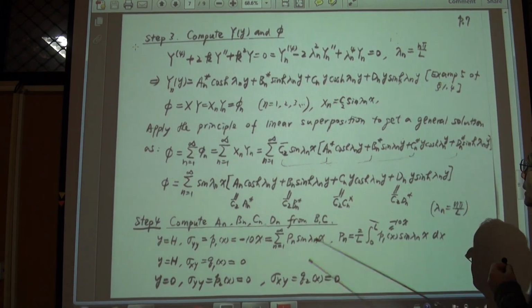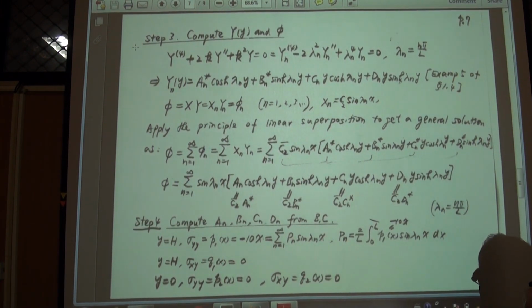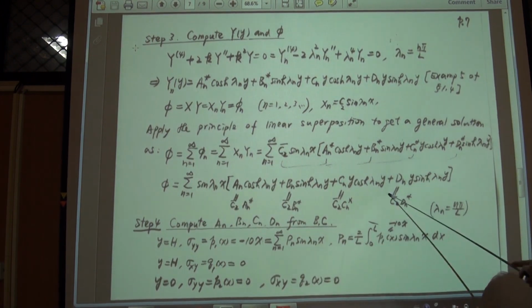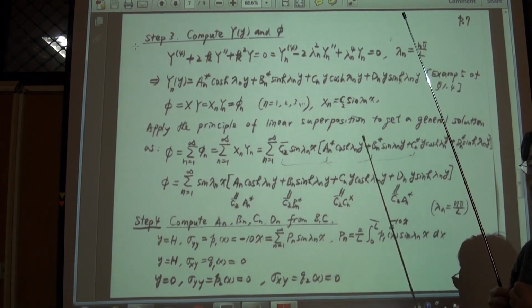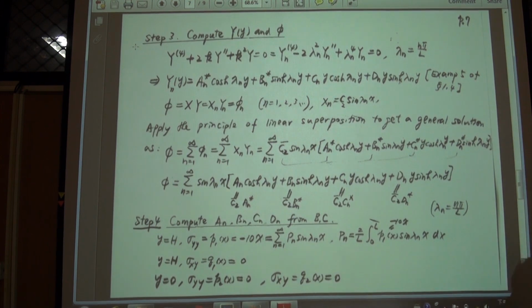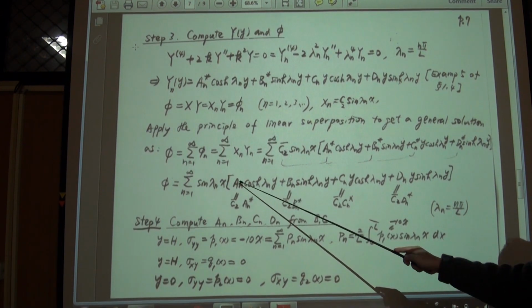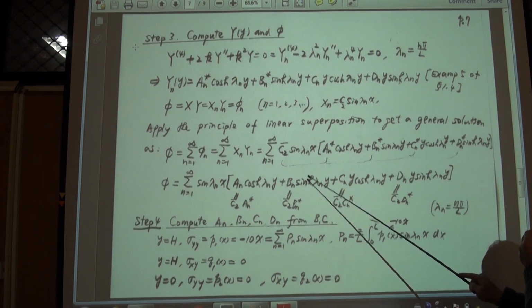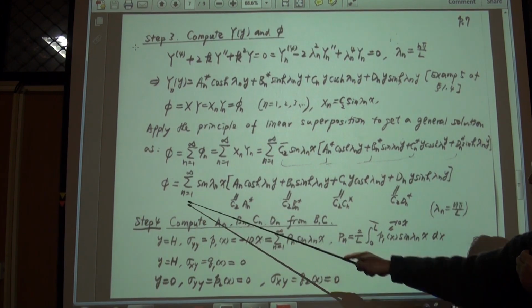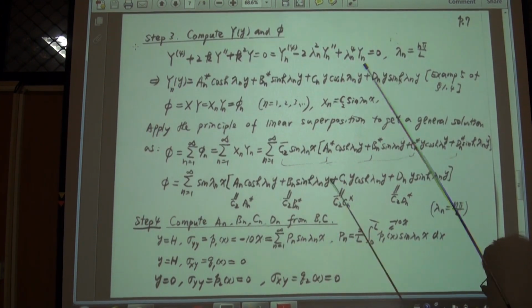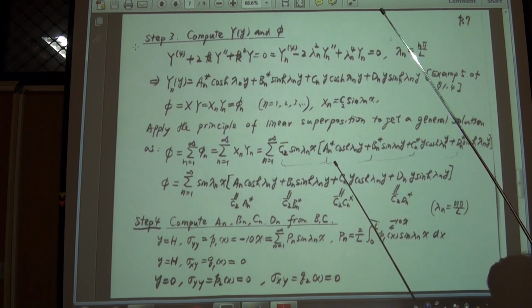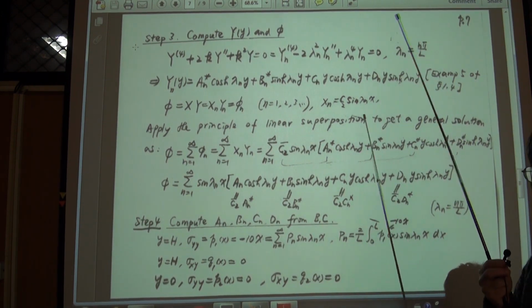Okay, like this, Cn, Dn, the same deal. So finally, we get a very beautiful expression of the stress function phi. Now we want to compute the unknown functions An, Bn, Cn, Dn inside phi by the boundary conditions. But this job has been done in the previous examples.